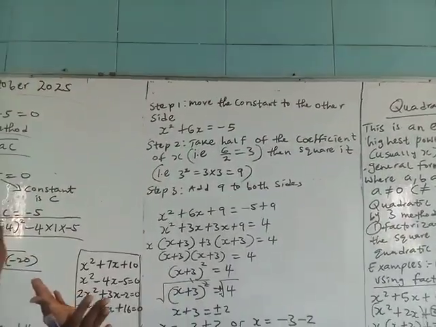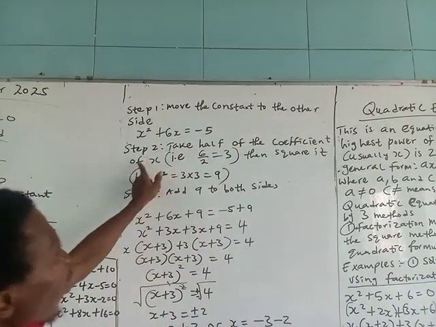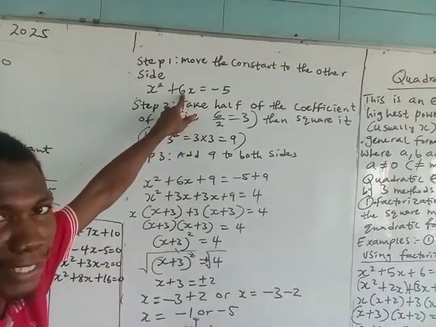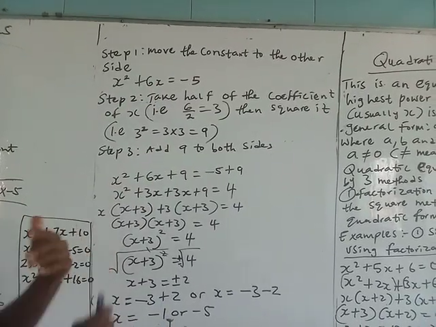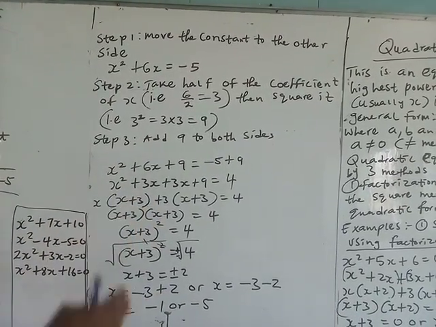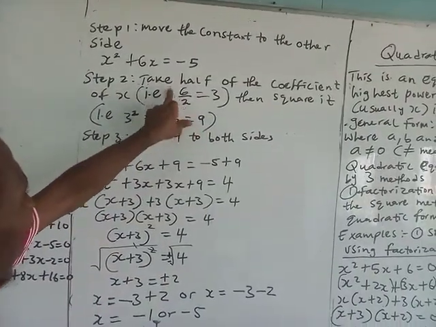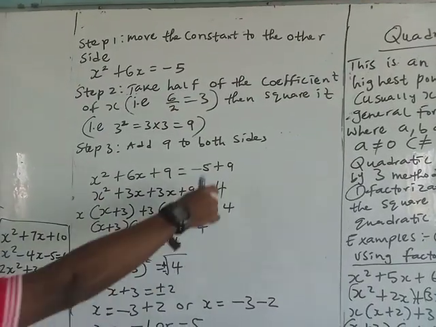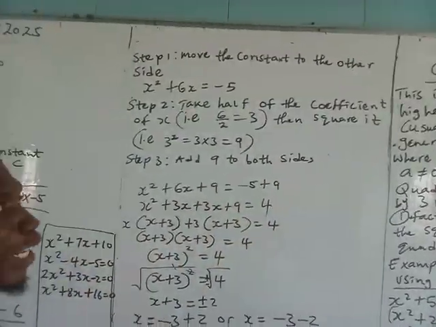Then the next step is to take half of the coefficient of x. What's the coefficient of x? This is the coefficient of x, 6. You are going to take half of it. To take half of something means to divide it by 2. So I'm going to divide it by 2, and it gives 3.